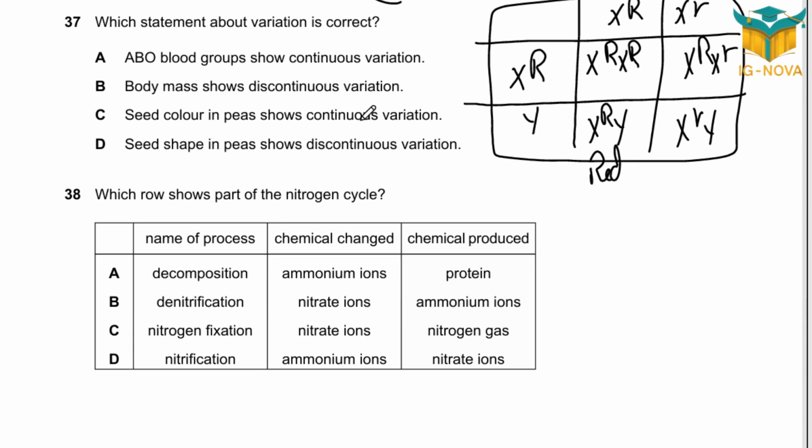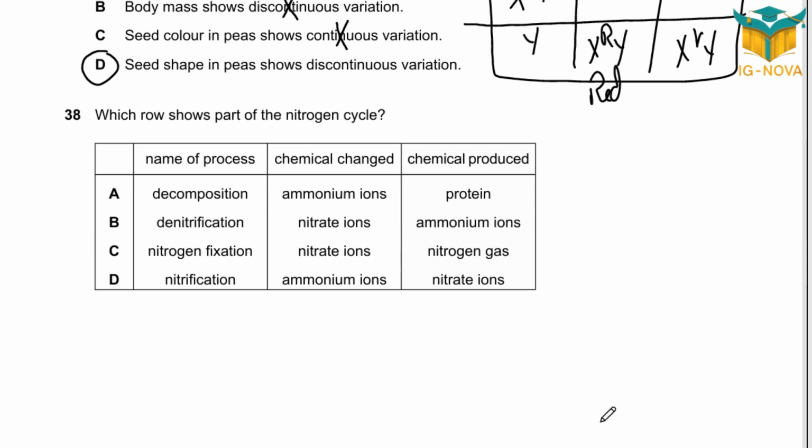ABO continuous, wrong, discontinuous. Body mass discontinuous, wrong, continuous. Seed color continuous, wrong, discontinuous. So option D. Trial and error. Nitrification, chemical changed or reactant ammonium ion, and chemical produced nitrate. This is fact. You can check my previous video for, I think, June 2024.